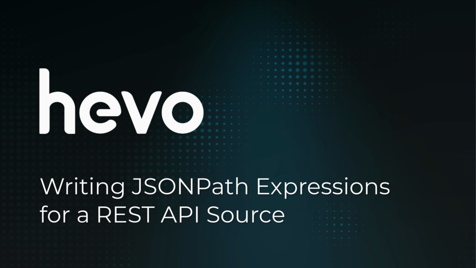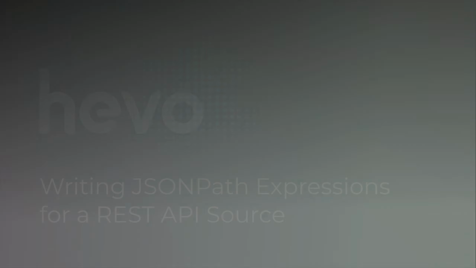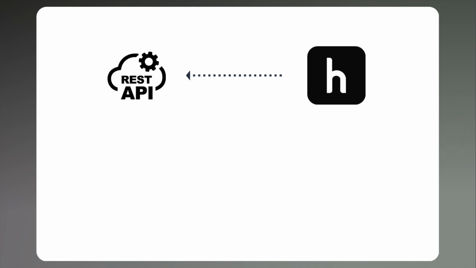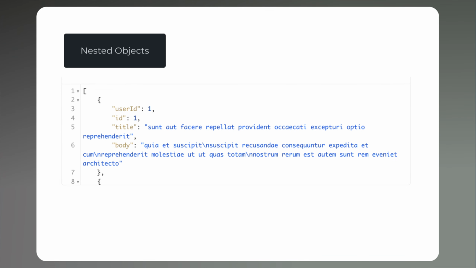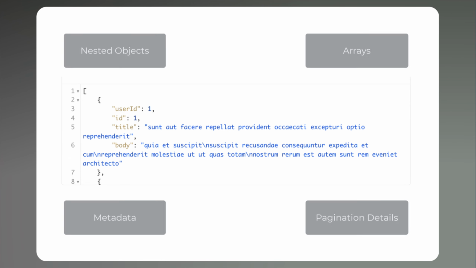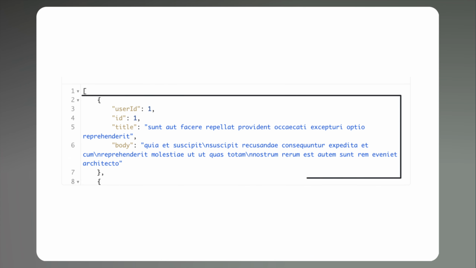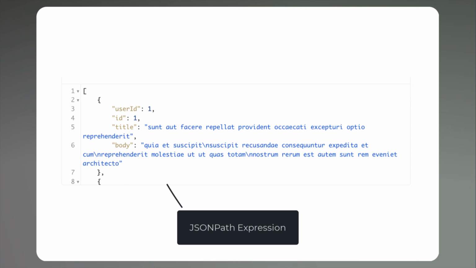In this video, we'll learn how to write JSONPath expressions for a REST API source. When Hivo calls your source API, the response is returned in JSON format. This response can contain nested objects, arrays, metadata, and pagination details. However, for replication, Hivo must extract a specific JSON array that contains the actual records. A JSONPath expression helps you point to that exact location in the response.